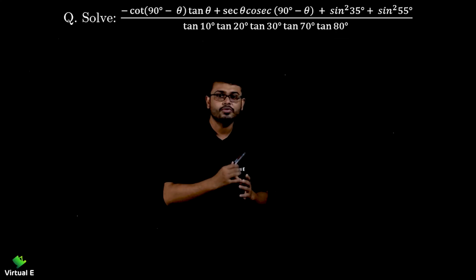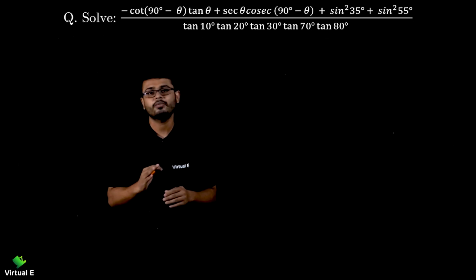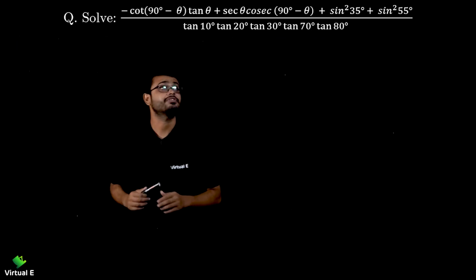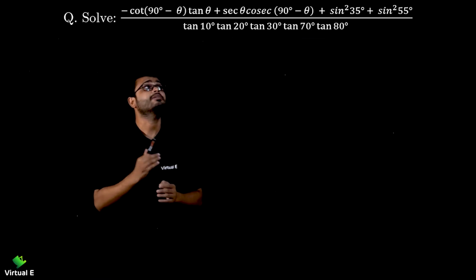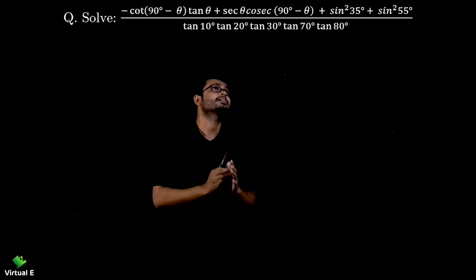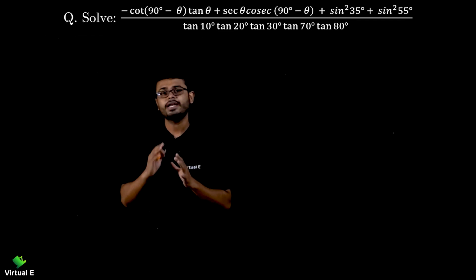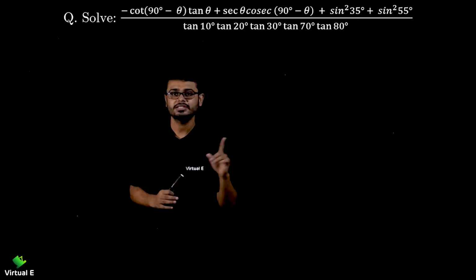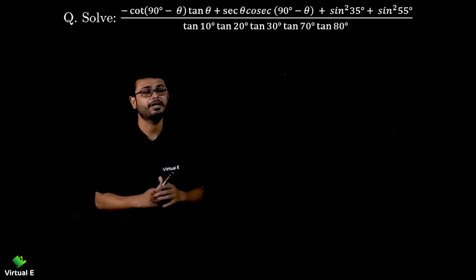Let's discuss one more question in which all 6 trigonometric ratios are given and many concepts also we need to use. Let's read the question first. Minus cot 90 minus theta. Okay, cot 90 minus theta. Let's stop there only. What idea do you get when we say 90 minus theta? Complementary angles, right? So first concept, complementary angles.